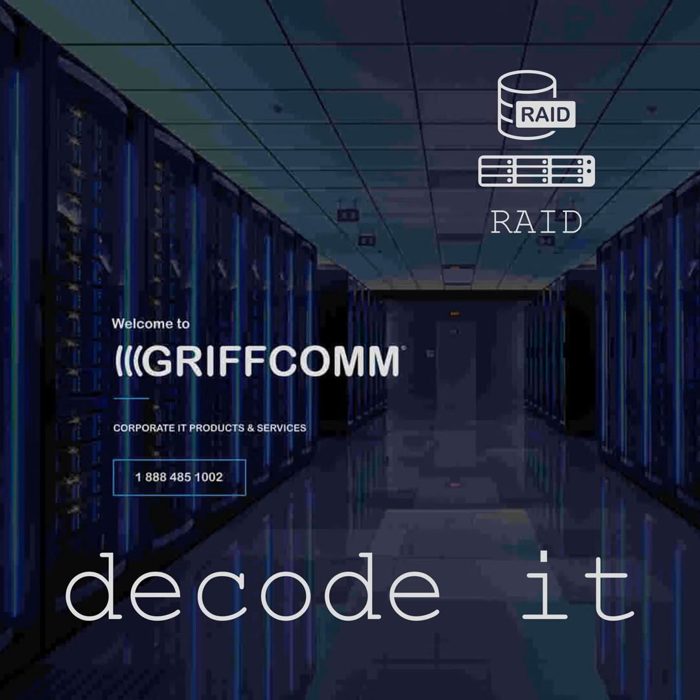RAID 5, distributed striped parity. Requires a minimum of 3 drives. The total capacity is the sum of all the drives minus 1. Any drive can fail with no data loss. RAID 6, distributed striped double parity. Requires a minimum of 4 drives. The total capacity is the sum of all the drives minus 2. It's identical to RAID 5 except 2 drives can fail with no data loss.